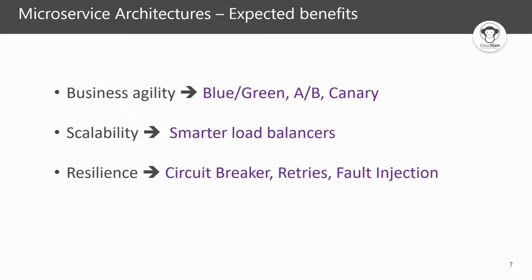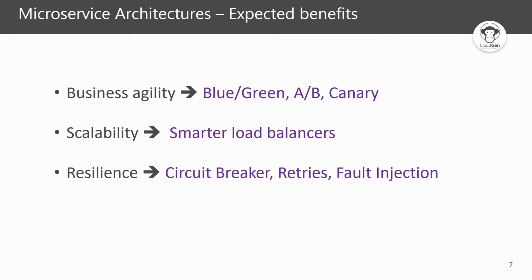And then, of course, they also help improve the resilience of your applications, because often they come with circuit breakers, retries, and fault injection, to do some chaos engineering and make sure that your applications are robust enough and can sustain some storms, right? So they come with all of that.